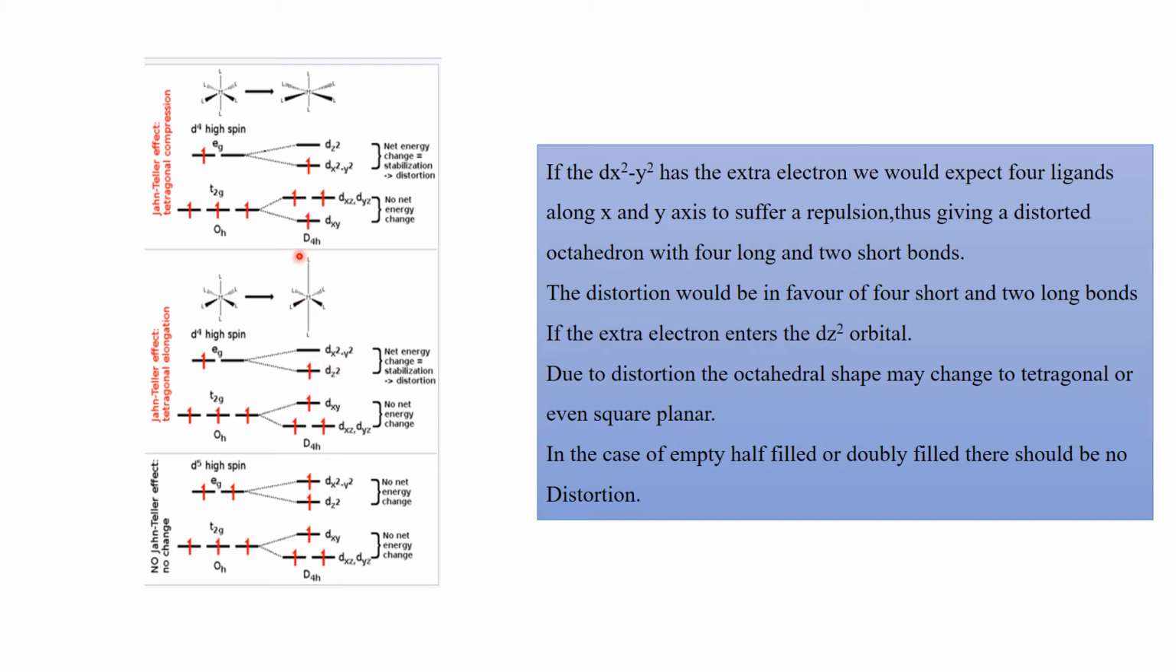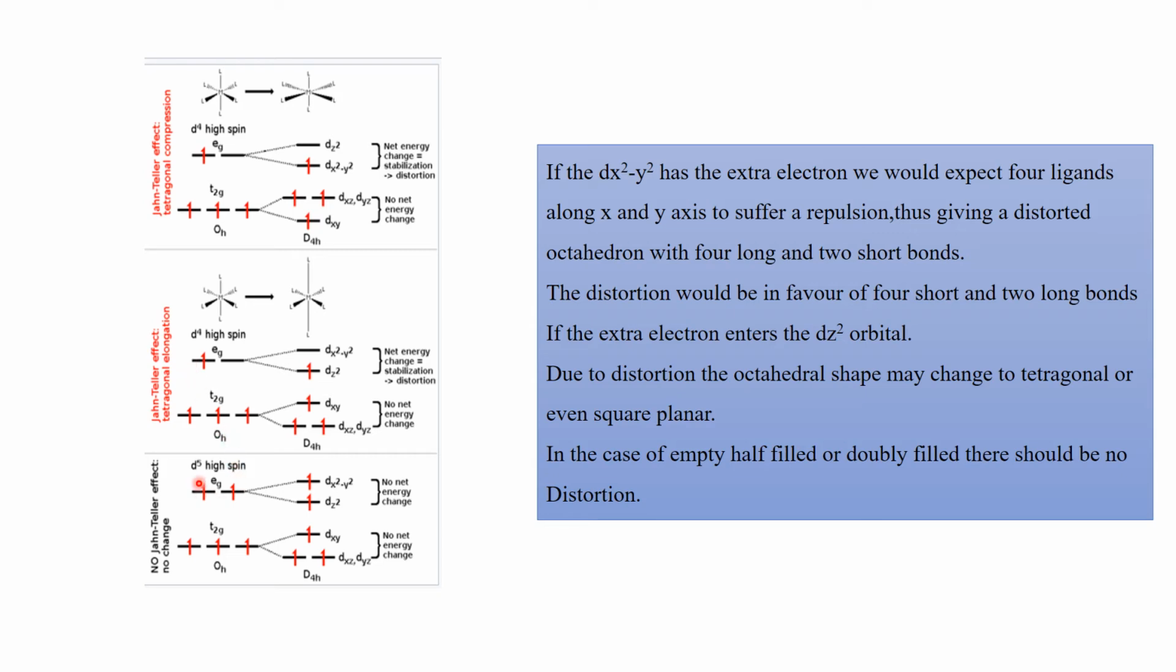Consider the cases. In the first case, the extra electron enters the dx2-y2 orbital, and as a result, we get 4 long and 2 short bonds. That is a z-in case. But in the second case, the extra electron enters the dz2 orbital. As a result, we get 4 short and 2 long bonds. That is a z-out case. First case is tetragonal compression and the second case is tetragonal elongation.